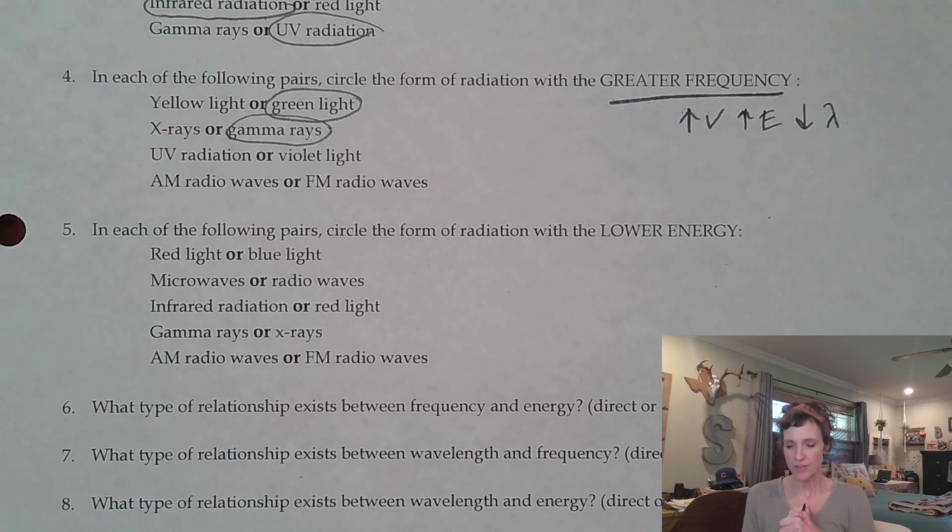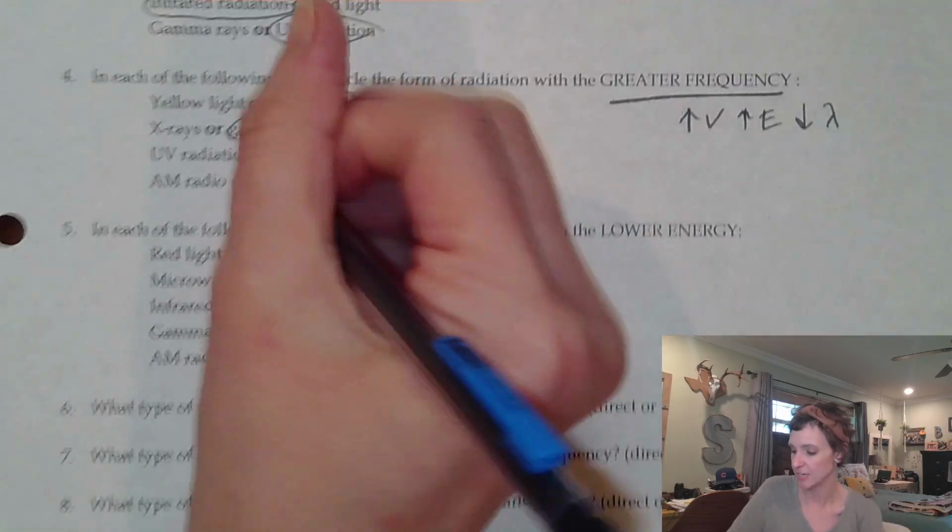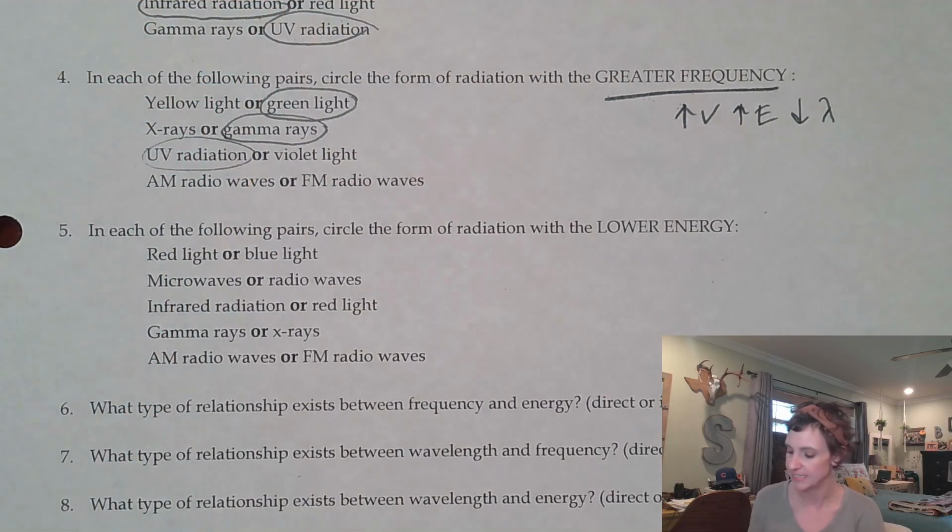Okay. UV radiation is ultraviolet radiation, which is over here. And violet light is just past that, but now inside the visible spectrum, right? So UV radiation is going to be that higher energy wave, that higher frequency wave. All right, last one for this section.